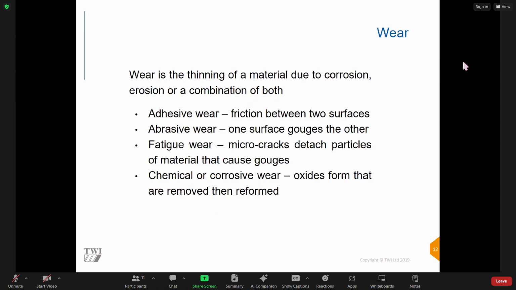So wear is thinning of a material due to corrosion, erosion, or a combination of both. Adhesive wear is friction between two surfaces. Abrasive wear is when one surface gouges another. Fatigue wear: micro cracks detach particles of material and cause gouges. Chemical or corrosive wear: oxides are removed and then reformed.